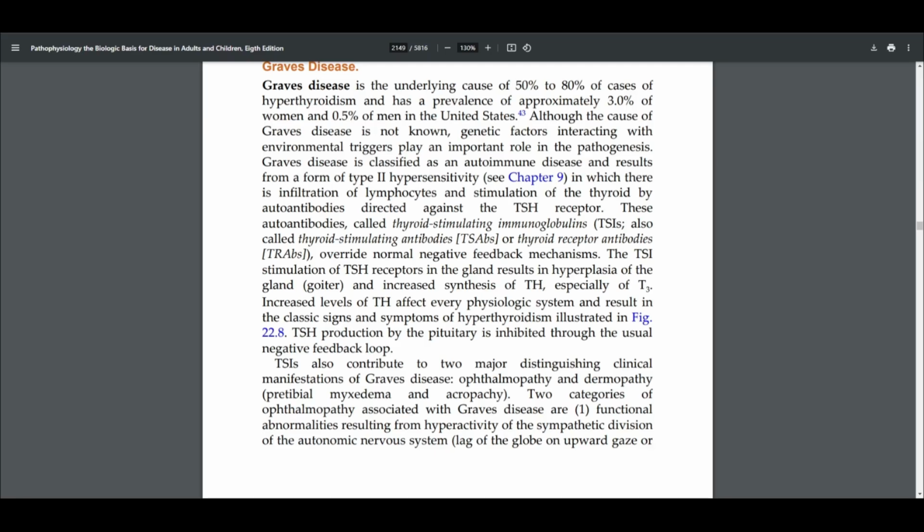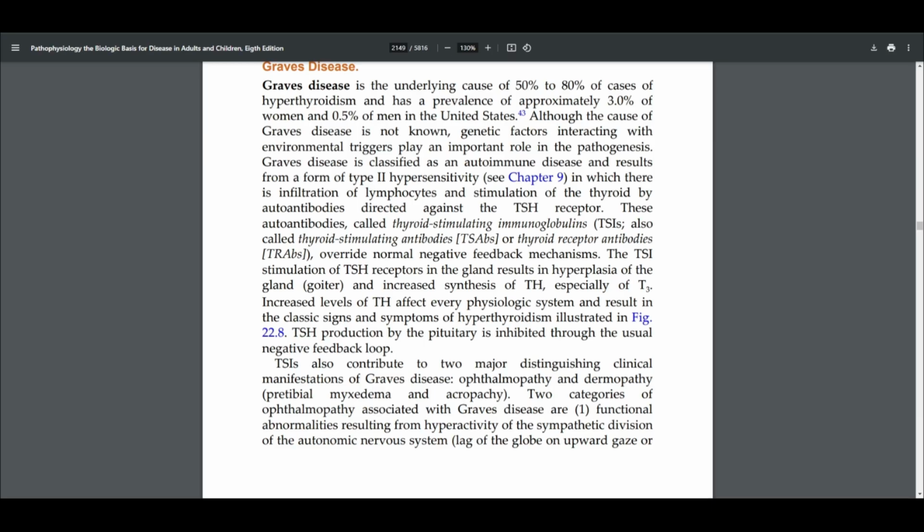the pathogenesis. Graves' disease is classified as an autoimmune disease and results from a form of a type 2 hypersensitivity in which there is infiltration of lymphocytes and stimulation of the thyroid by autoantibodies directed against the TSH receptor. These autoantibodies, called thyroid-stimulating immunoglobulins, TSIs, also called thyroid-stimulating antibodies, or thyroid receptor antibodies, override normal negative feedback mechanisms.